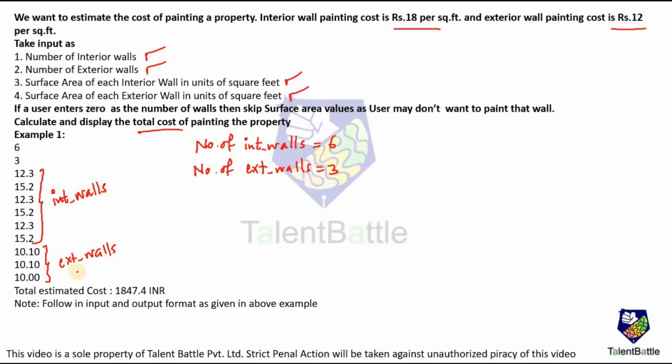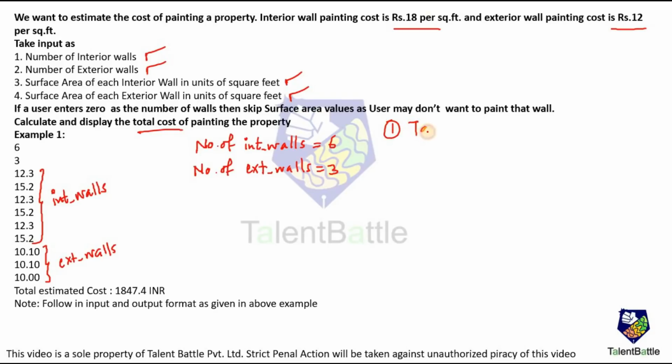And we have to calculate the total estimated cost. This is 1847.4 INR. Following input and output format as given in the above example. So same format we have to follow, and the cost is also given to us. So what we have to do actually, take the input and calculate the cost on the basis of surface area. So surface area multiplied with the cost factor will give me the cost, and you have to repeat this process for all the inputs. So my approach for solving this problem statement will be like this.